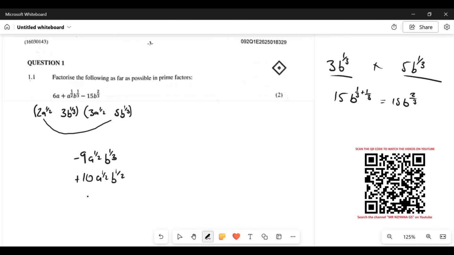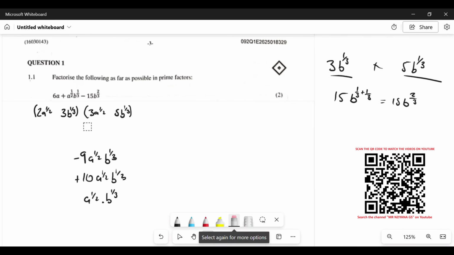So they're going to give us a half multiplied by b to the power of 1 over 3. There we go. So which is what we have there. So how are we going to put the signs there? The factor with the bigger number is going to take the sign in the middle. So our factor with the bigger number is the one of 5b to the power of 1 over 3. It's going to be positive, and this one here is going to be negative.